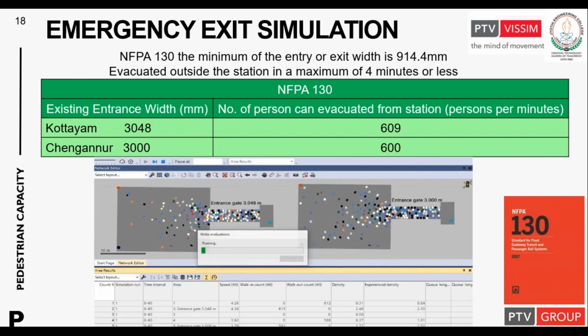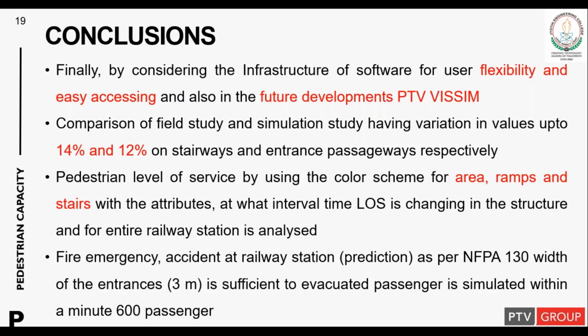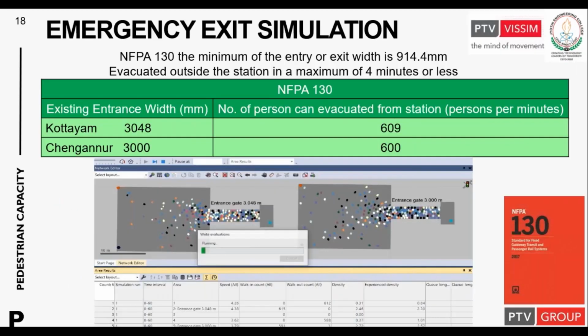And the existing entrances, as I got from the 2 railway stations, are 3 meters and 3 meters, the same. Passengers can evacuate, in an average of about 600 persons per minute, and it can be easily analyzed by using this PTV software.